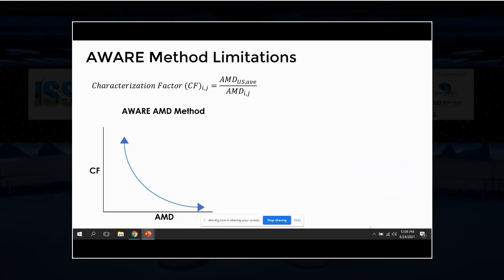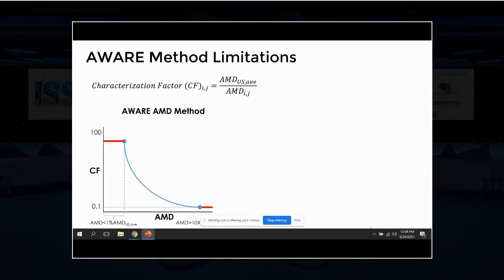So the AMD method, when it was generated, the characterization factors are sort of on this exponential trend, and the organization decided they wanted to apply some cutoffs. The first cutoff happens at the minimum, so characterization factors can't go below 0.1. That's when a particular AMD, or availability minus demand, would be greater than 10 times your US average. The upper cutoff happens when availability minus demand is less than 1% of your US average. And so the characterization factors are sort of bound by these two values.